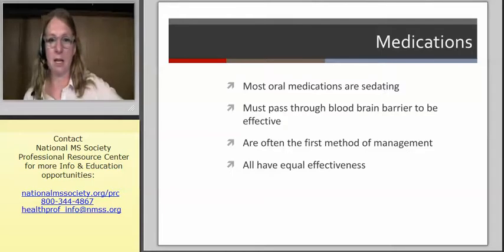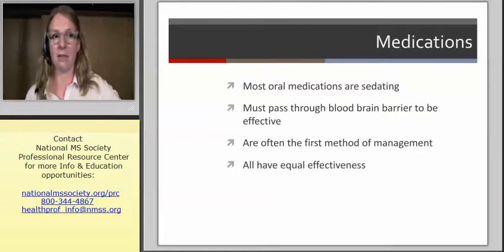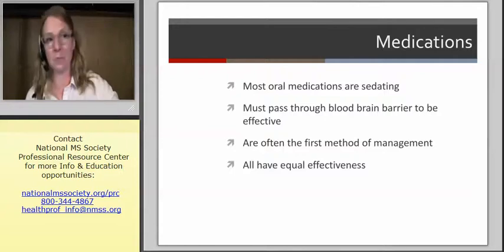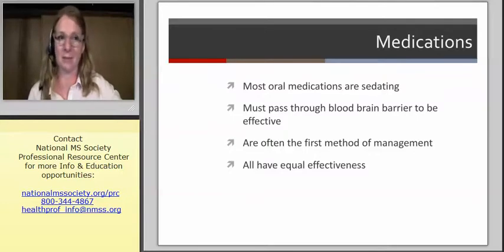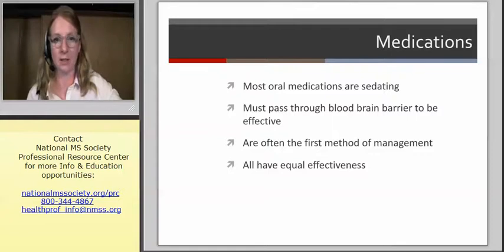But a lot of times, they're the first line of treatment and management with spasticity. They're easy, they're generic, they're inexpensive. And they all pretty much have equal effectiveness. So if one doesn't work or a patient doesn't tolerate one, sometimes they'll tolerate the other one a little bit better.